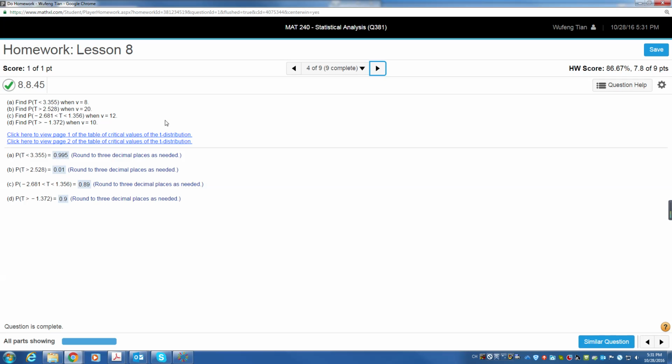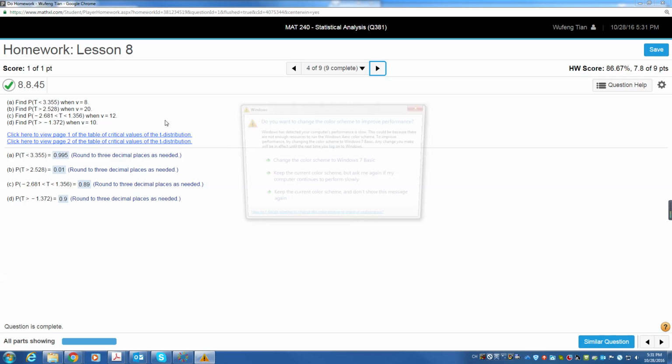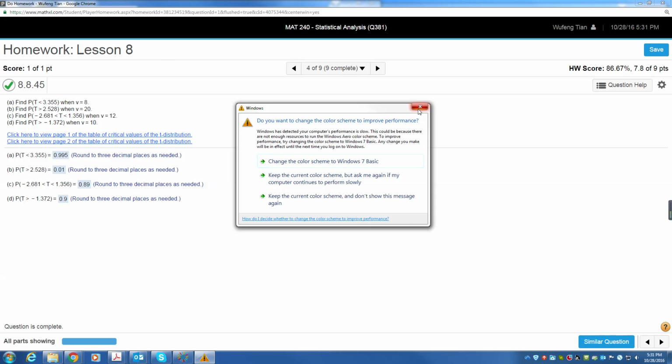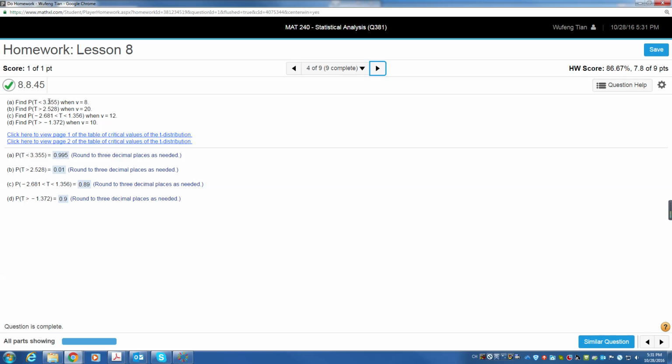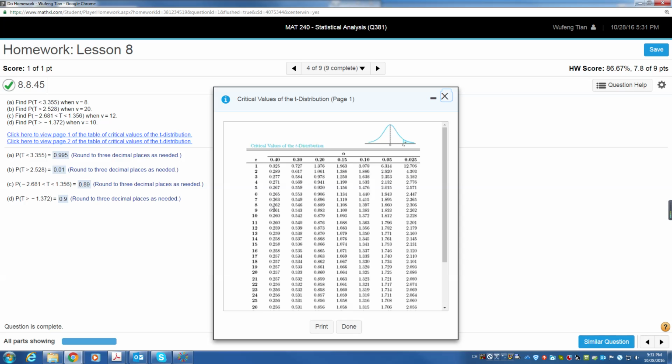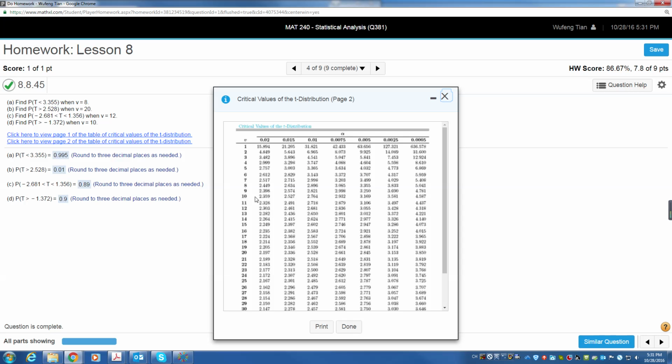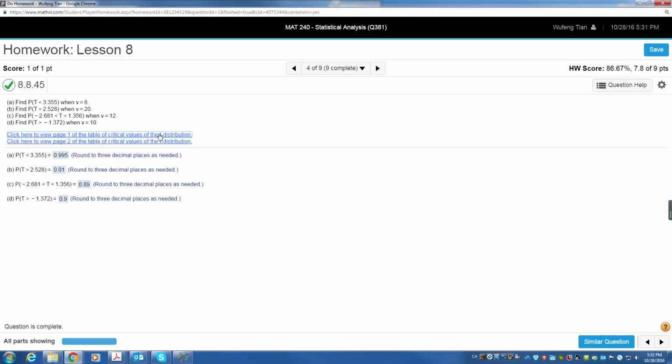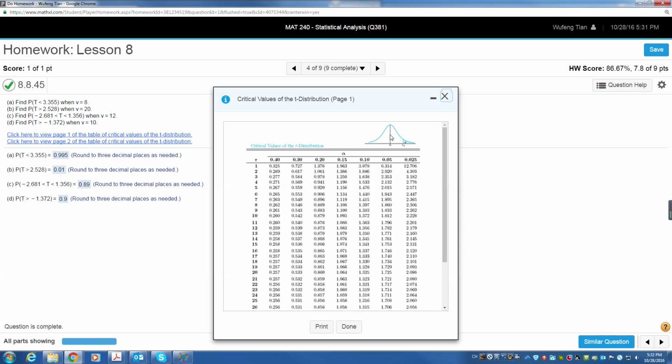And next one is find probability P, T is less than 3.355 when v equals 8. Basically, you find v equals 8 and the t value. This one does not have this number. The second one, v equals 8, then you see 3.355 is 0.005. 0.005 actually is the area to the right. If you look at the picture, 0.005 is the area to the right. So the left area, if it's less than this one, is 0.995.